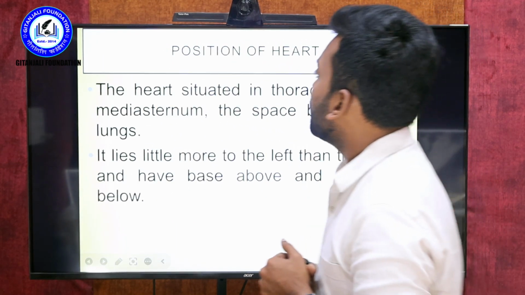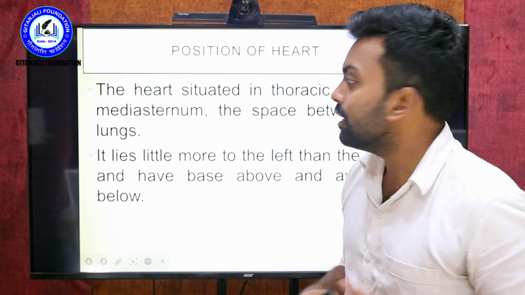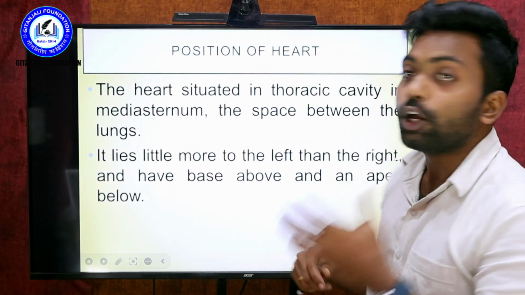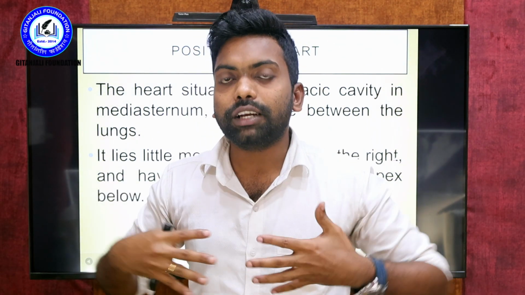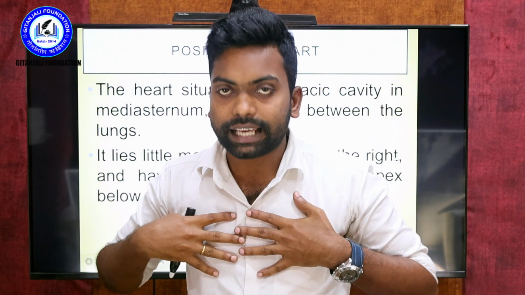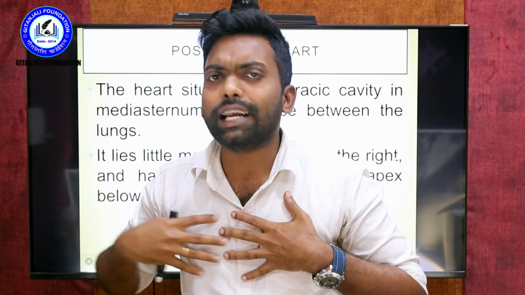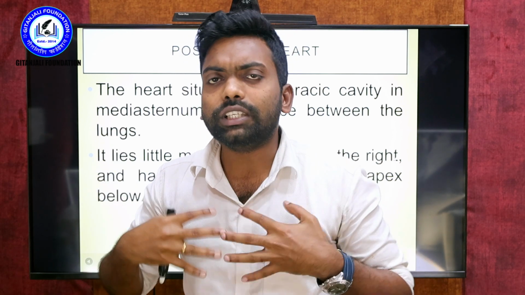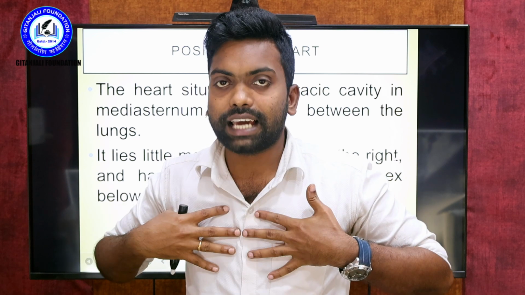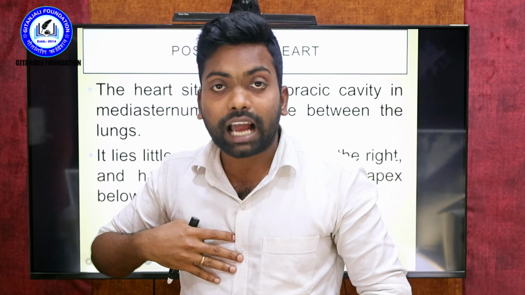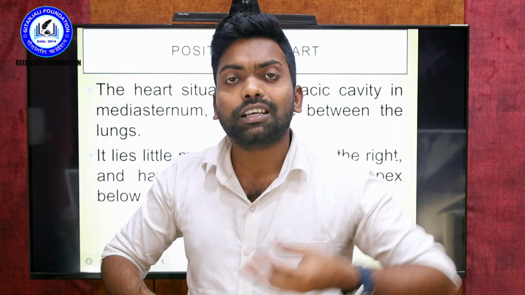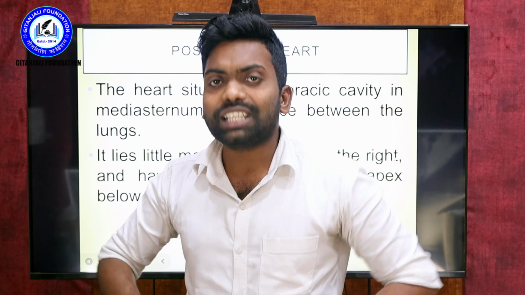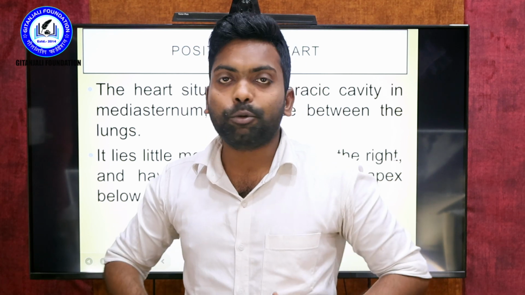And here you can see the position of the heart. As I said, the heart is situated in the thoracic cavity. My dear students, there are cavities in the human body. The first cavity is the thoracic cavity, where organs like the lungs and heart are located. And from here to here, the cavity is called the abdominal cavity, where the digestive organs like liver, pancreas, stomach, and intestine are located.